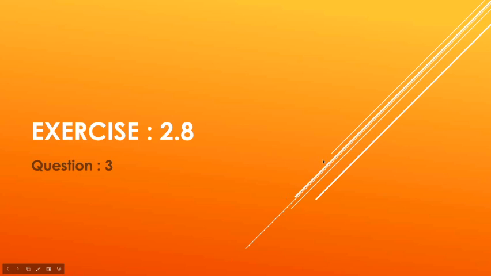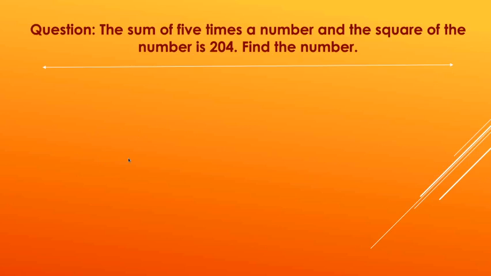Now we'll do question number 3 of the same exercise. The statement of the question is, the sum of 5 times a number, and the square of the number, is 204. Find the number. 5 times a number means if the number is x, it is 5x, and the square of the number means x square.